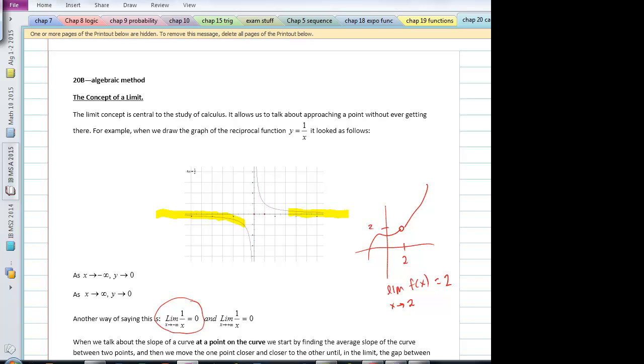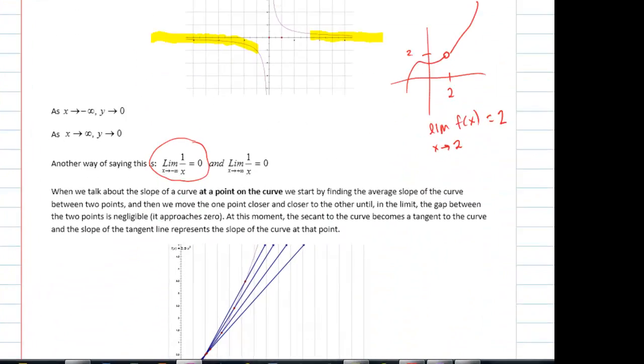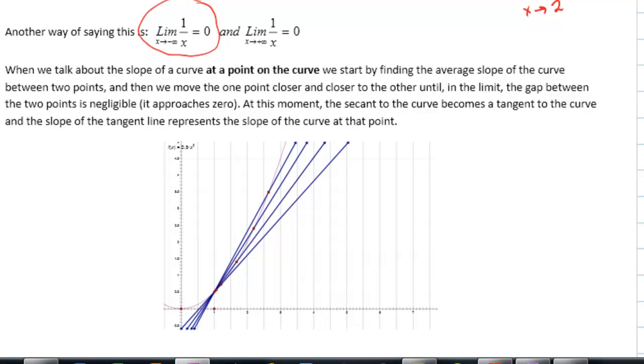Now, it's not crucial that you understand exactly what a limit is, but we use the concept of limits in order to help us find the slope of a curve. So when we talk about the slope of a curve at a point on the curve, we start by finding the average slope of the curve between 2 points. We did this yesterday. So here was point A, and here was point B. Then we moved the point closer. So here was point C. And then we moved the point closer again. Here was point D. And then we moved the point closer again. Here was point E. And as we move those closer and closer, the distance between those 2 points approaches 0.